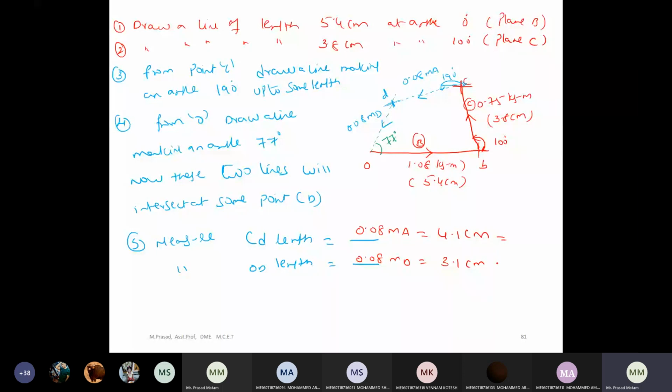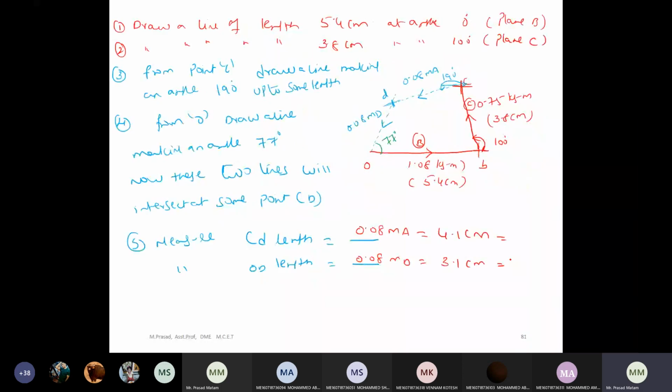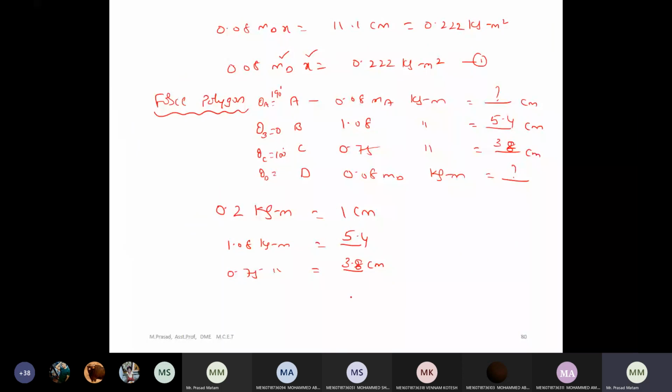Can anyone solve this? Students, fast. Already I have given the scale. What is the scale we are giving? 0.2 kg meter equals 1 centimeter. Now 4.1 centimeter equals how many kg meter? Similarly, 3.1 centimeter equals how many? Solve this and give me 4.1 into 0.2. 0.82. 4.1 into 0.2 comes as 0.82.